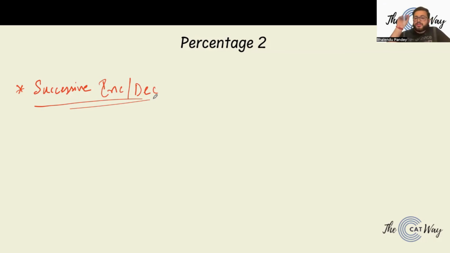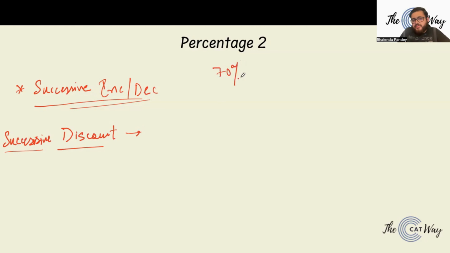But before we move on to this topic, I'll ask you one question. All of you must have heard the term discount, and you must have heard successive discount. Now, what does it mean? Many places you go to, let's say you go to a shop, that shop will say that I'll give you a 70% off, and post that I will give you another 30% off. Does this mean that they are going to give you 100% off, 70% and 30%? No, this does not mean that.